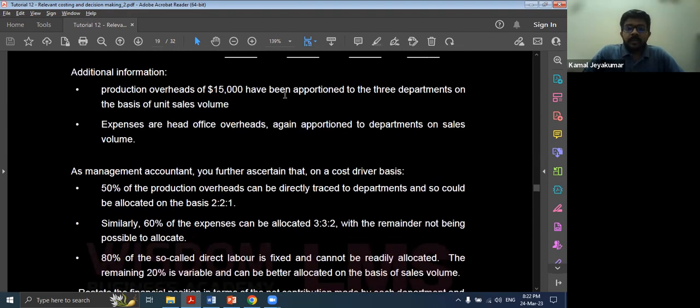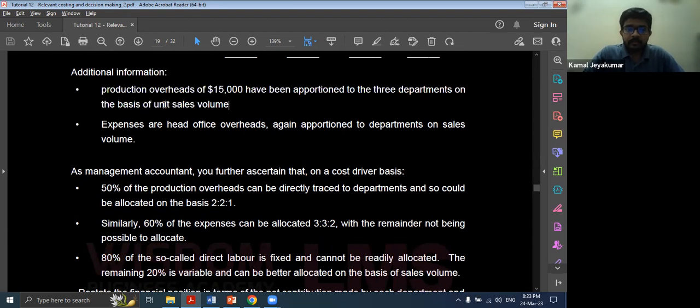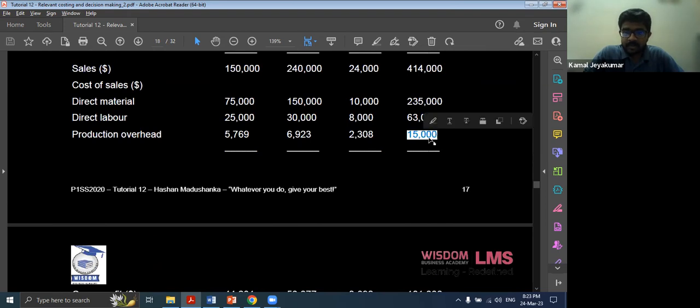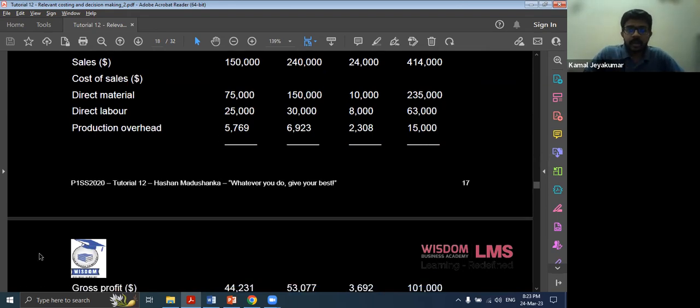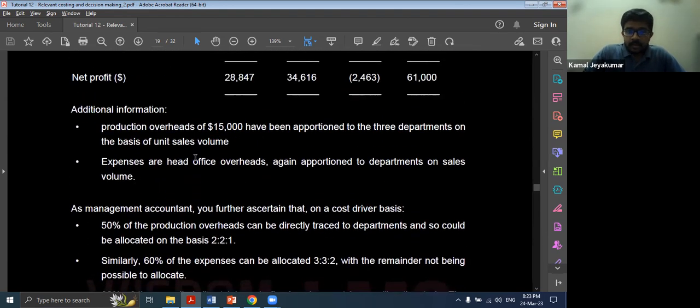Production overhead of $15,000 has been apportioned to the 3 departments on the basis of unit sales volume. Now, if you close one department, does that mean this $15,000 will change? No, it won't change, because $15,000 is fixed cost. They have just apportioned it to the departments. This is an apportioned cost. If you close one department, they will just apportion it between the other 2 departments. The actual cash flow will not change.